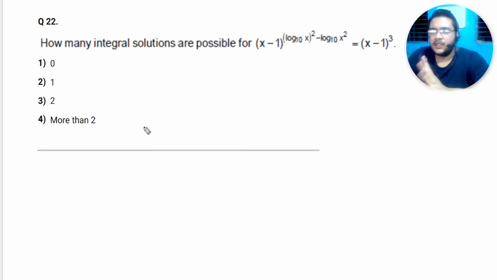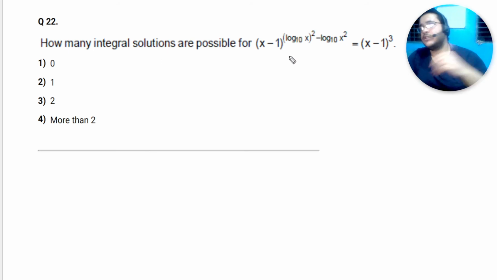Without wasting any time, let's read it and try to solve it. How many integer solutions are possible for (x minus 1) raised to the power (log x base 10) whole squared minus log x squared base 10, that is equal to (x minus 1) whole cube?